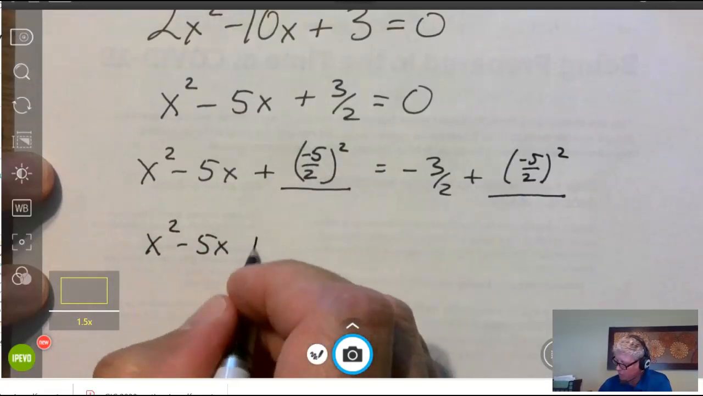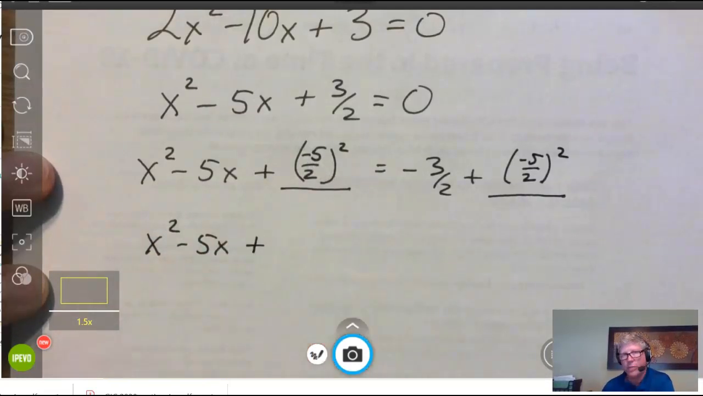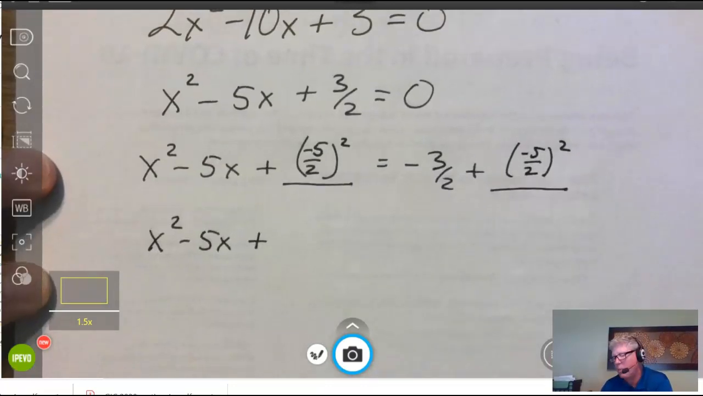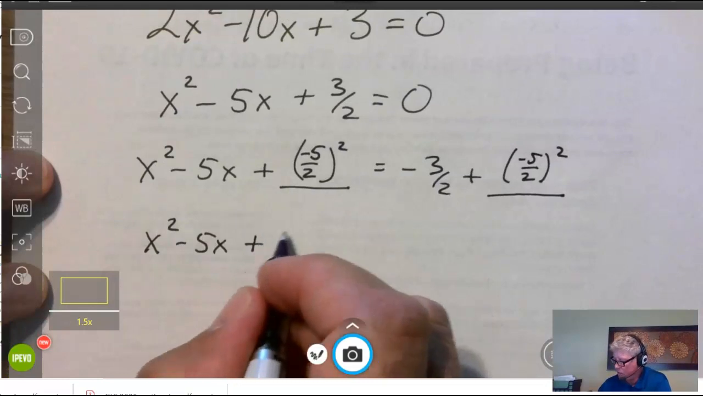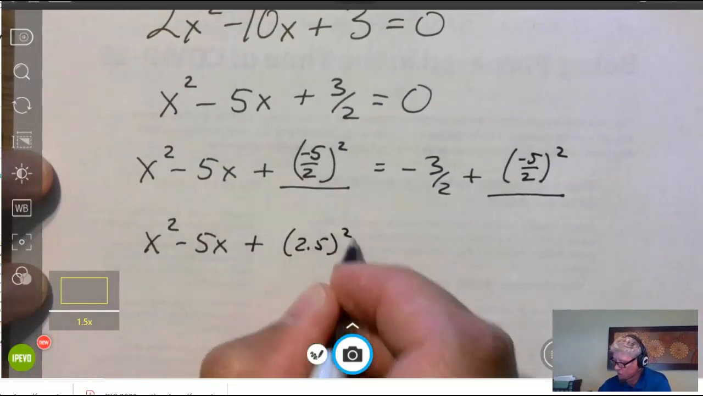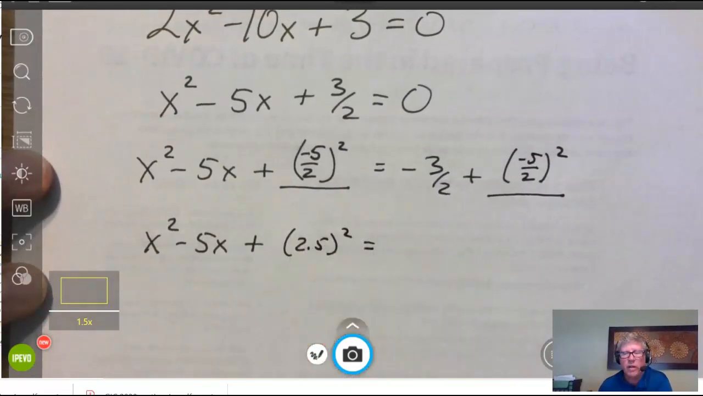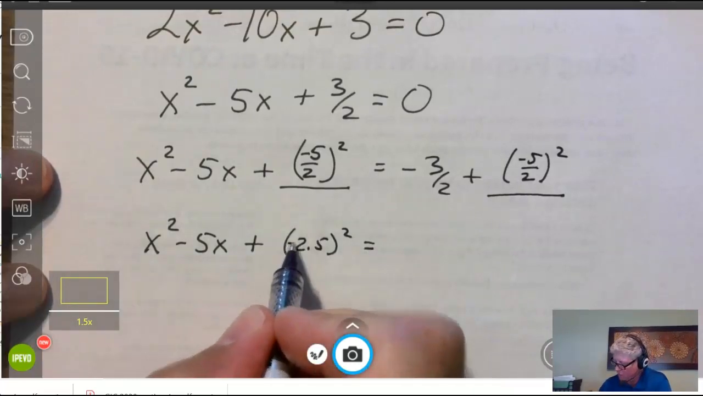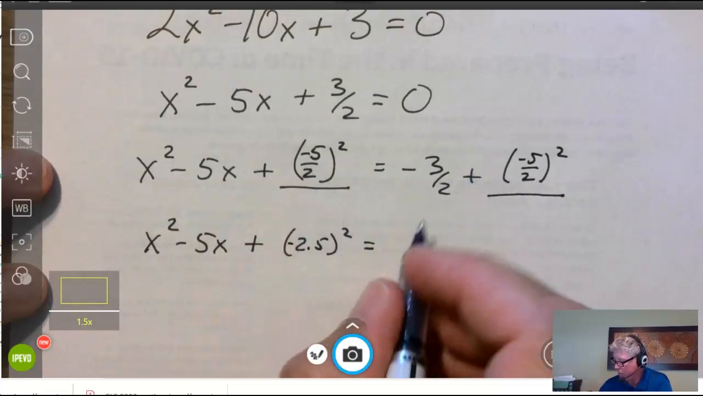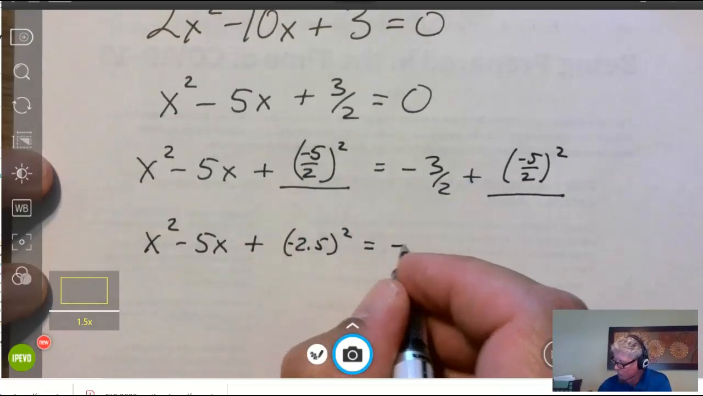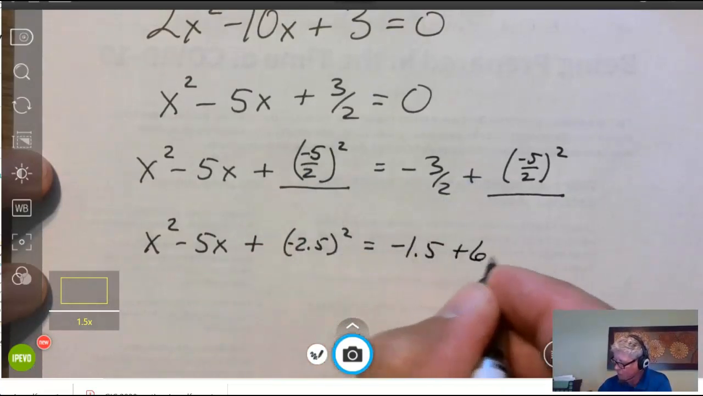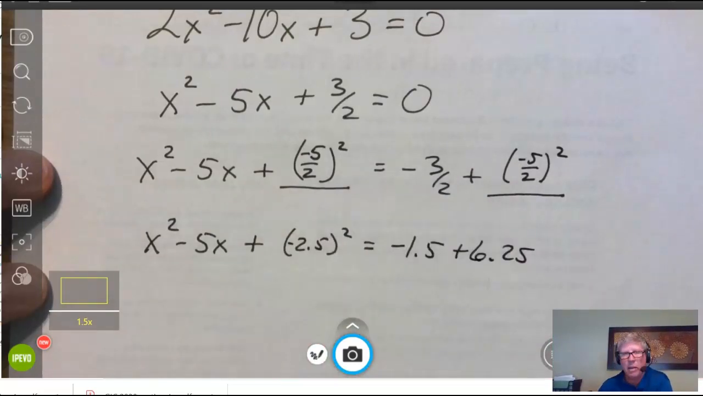Negative times negative is positive, so that's definitely going to be positive. Half of 5 is 2.5, right? 2.5 squared is, I think, 6.25, but maybe I don't know. So guess what? I can write this like this. That's fine. There's nothing wrong with that. Maybe keep that negative in there just to show that I didn't lose that. And then this is going to be negative 1.5 plus 6.25. That's going to be a number.